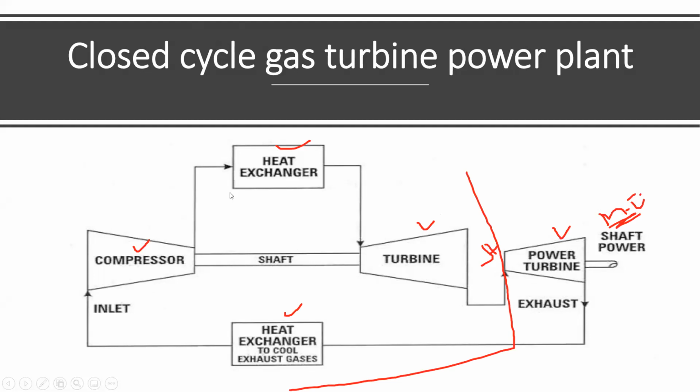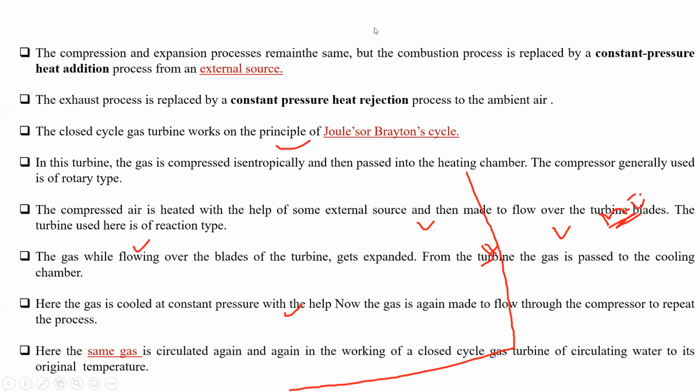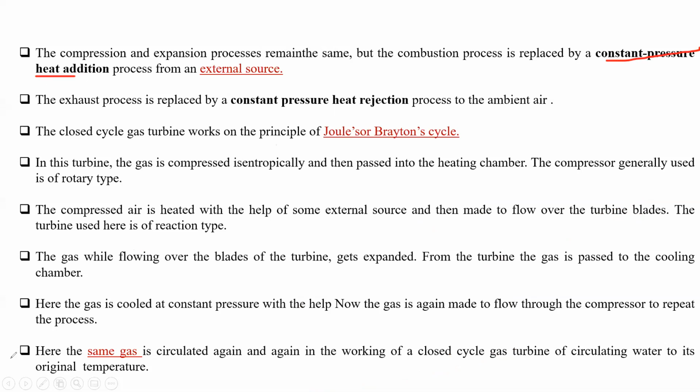Let's understand what the important points are. I already explained these points. First of all, the combustion and expansion processes remain the same, but the combustion process is replaced by the constant pressure process. How can I compare this cycle to the open loop cycle? In the open loop cycle I use just a combustion chamber, but here I use a constant pressure heat addition combustion chamber. What condition do we consider here?